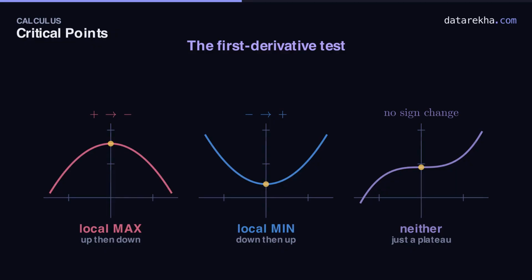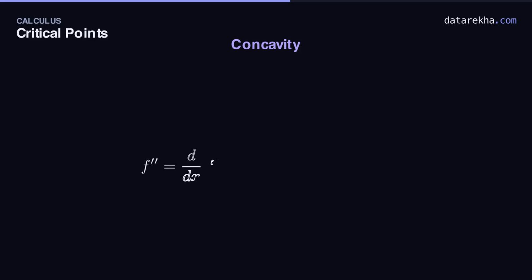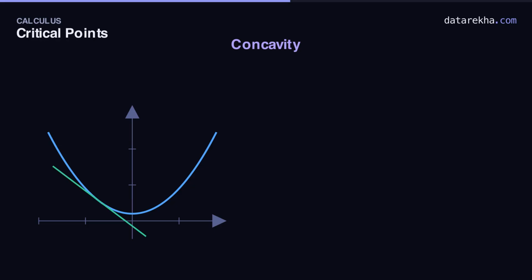A plateau. Now the derivative of the derivative, the second derivative, tells you which way the curve bends. This is concavity, and it's all about where the tangent sits relative to the curve. When the second derivative is positive, the curve is concave up. It holds water like a bowl. Draw a tangent, and the curve sits above it, curling upward.